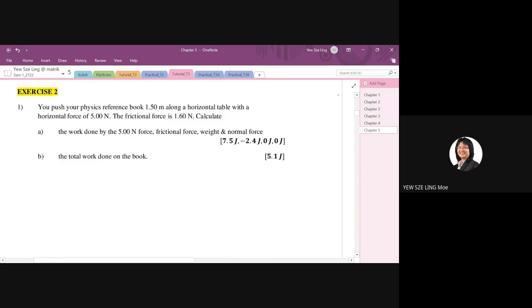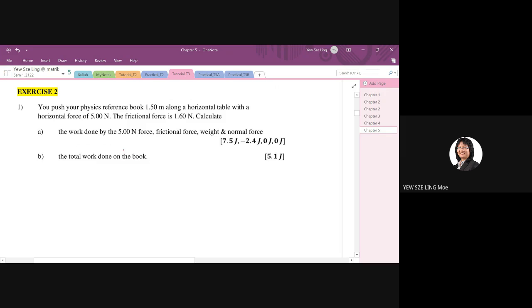Okay, now let's see how to solve this second question. The second question is basically quite similar to the first one. Okay, what are we going to do now? We are just going to draw a free body diagram first.